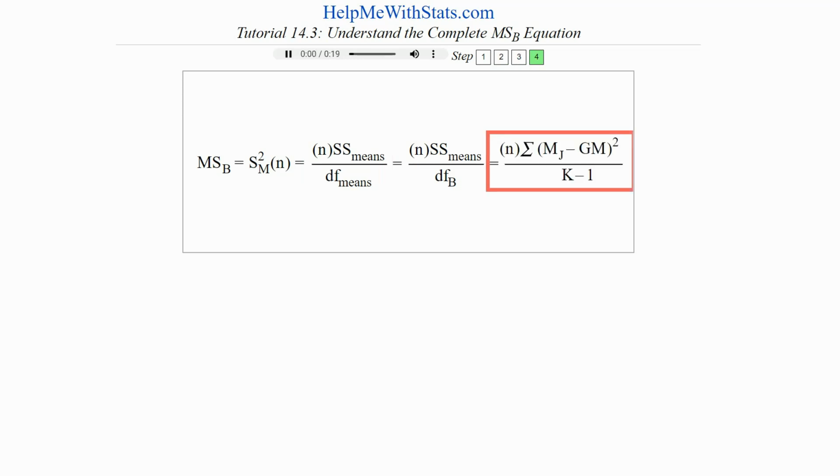To create the final formula, let's substitute the formula for the sum of squares for means. The numerator is now the sample size multiplied by the sum of the squared deviations of the means from the grand mean. The denominator is the degrees of freedom between groups, which is k-1.